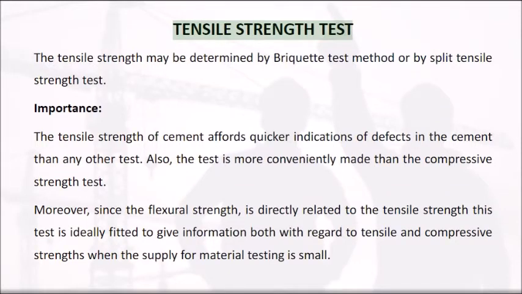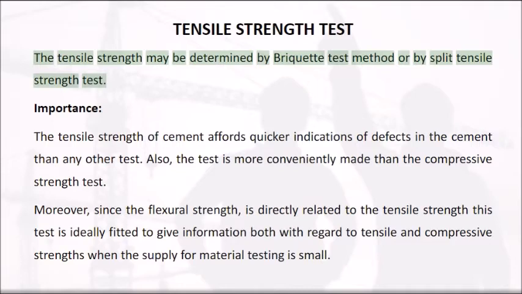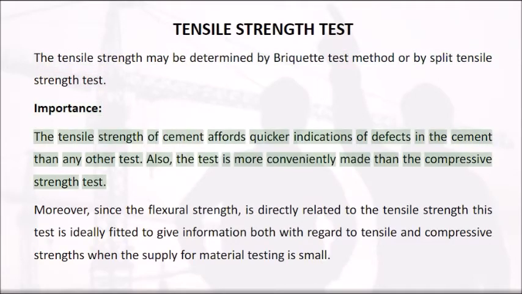Tensile strength test. The tensile strength may be determined by briquette test method or by split tensile strength test. Importance. The tensile strength of cement affords quicker indications of defects in the cement than any other test. Also, the test is more conveniently made than the compressive strength test.